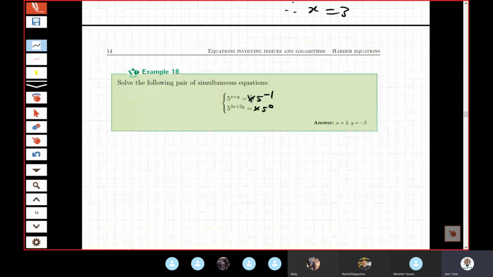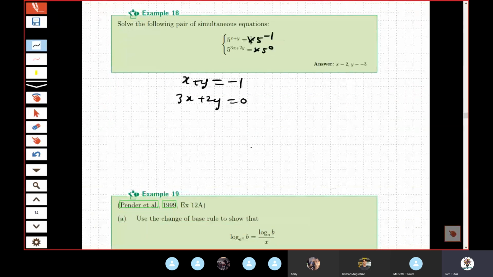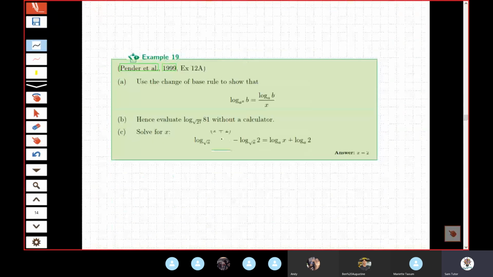1 over 5 is 5 to the power of negative 1. Then your first equation is x plus y equals negative 1. 1 is 5 to the power of 0. Your second equation is 3x plus 2y equals 0. And then you can just solve simultaneously from there to get that. So the trick to that was the bases must be the same, so therefore the powers are going to be equal. I'll let you guys look at that for homework.